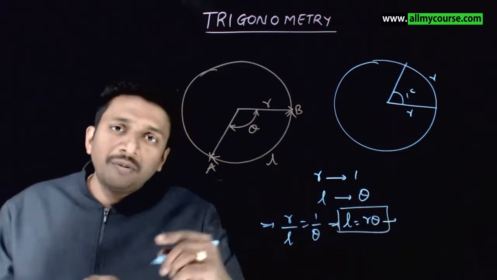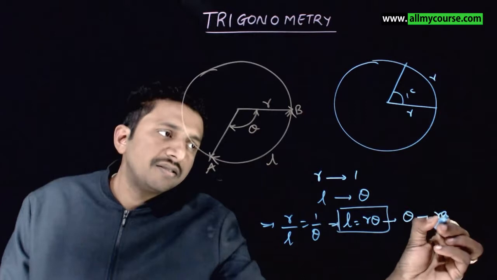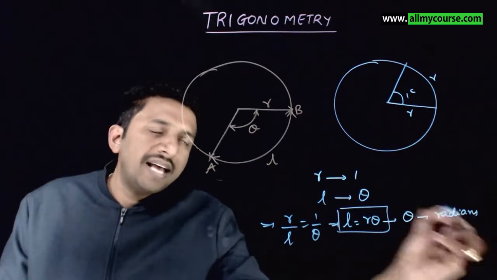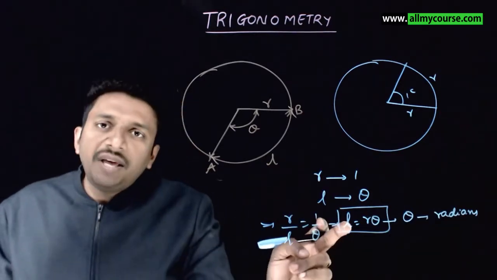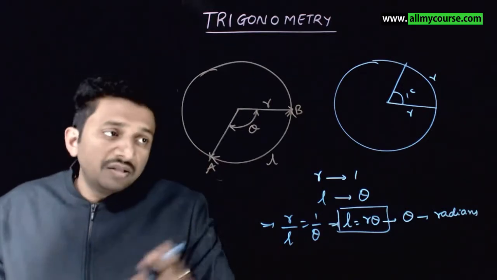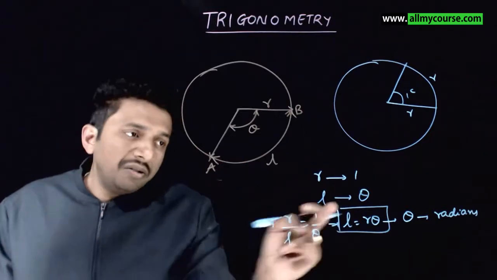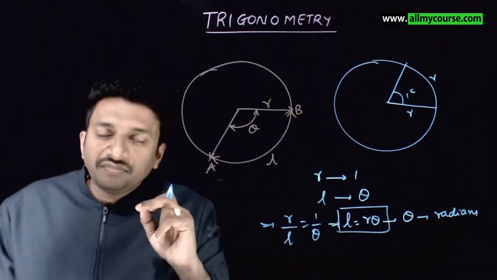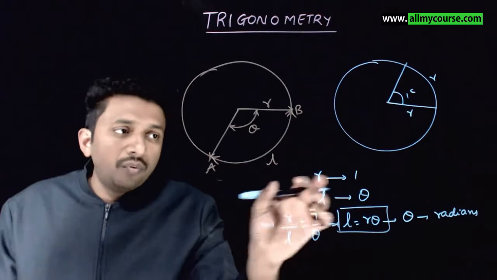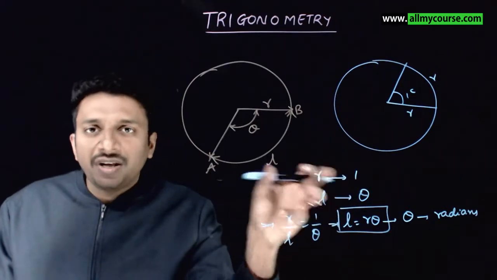But what you need to remember here is theta has to be expressed in radians. So if theta is expressed in radians, L will be exactly equal to R into theta. So if you want to express theta in degrees, you cannot use 1 here. If you want to express this in degrees, you can derive the corresponding expression for degrees.